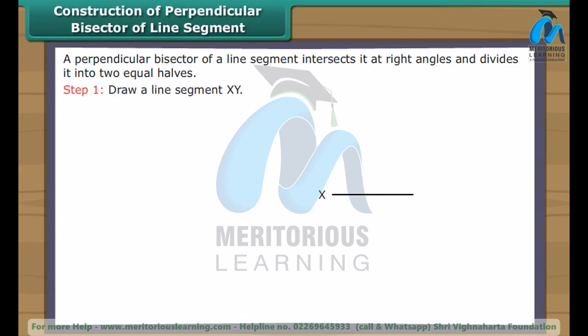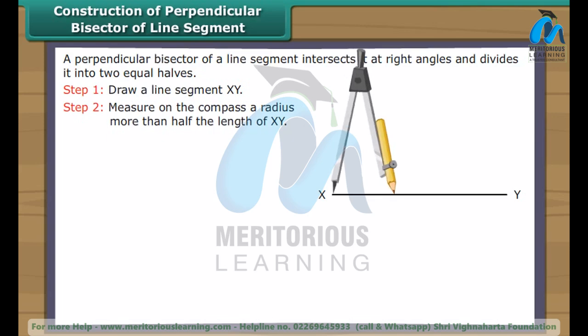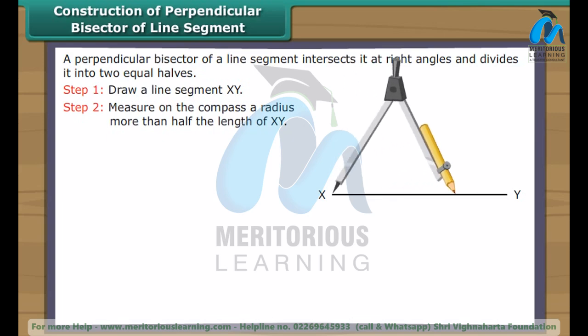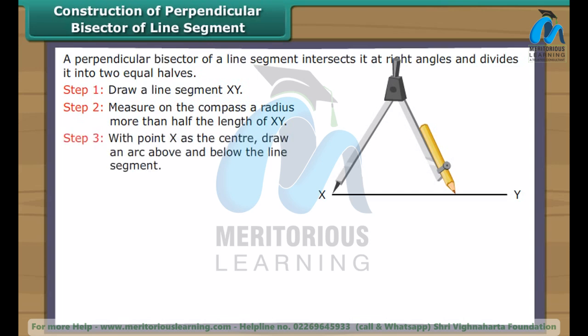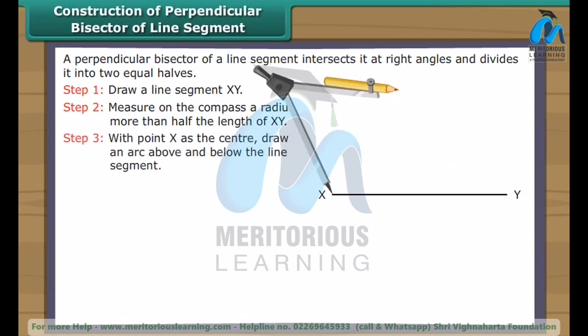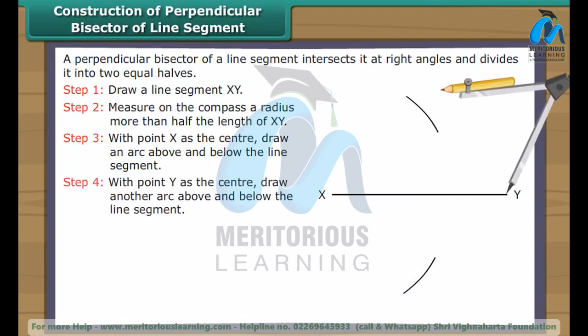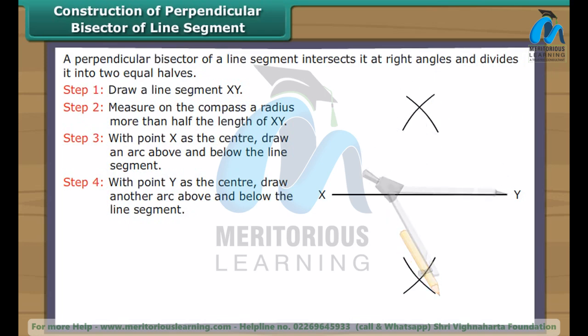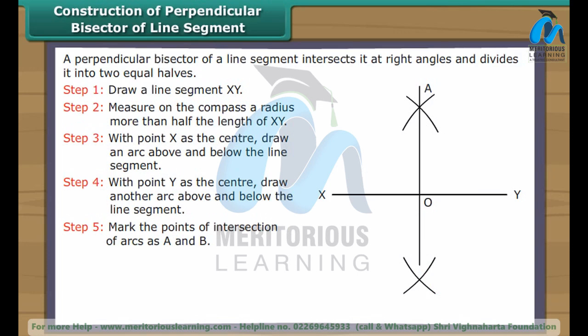Draw a line segment XY. Measure on the compass a radius more than half the length of XY. Point X as the center. Draw an arc above and below the line segment. With point Y as the center, draw another arc above and below the line segment. Mark the points of intersections of arcs as A and B.